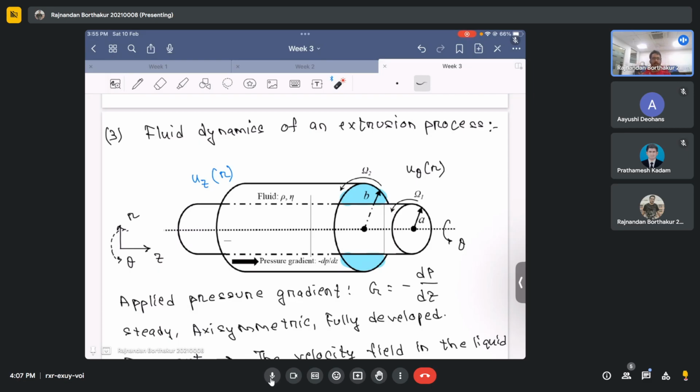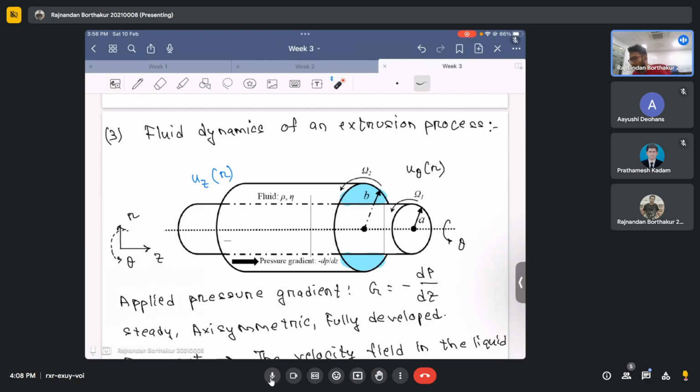So for that we need to apply force, of course. A material scientist could explain this in much more depth, but this is typically known as an extrusion process. We are not interested in what extrusion basically means technically, but we are more interested in understanding the fluid dynamics that happens inside an extrusion process.